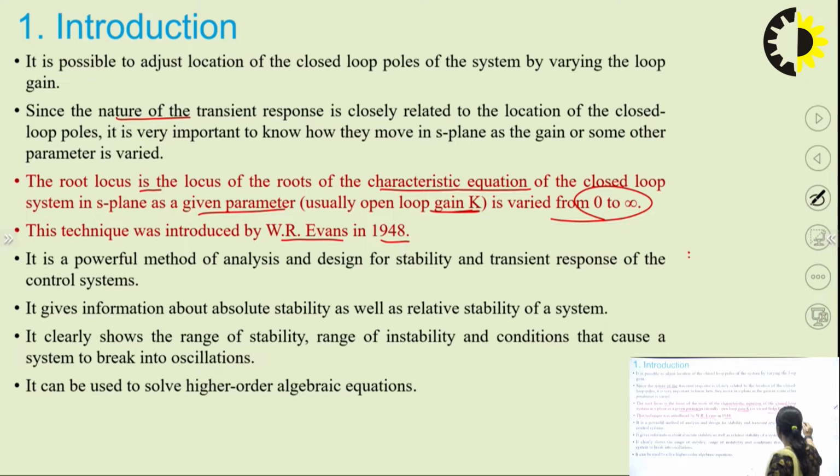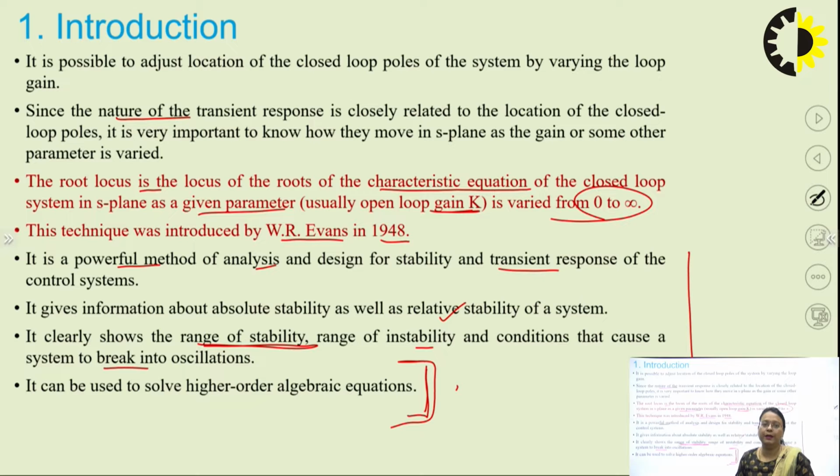And these are the advantages of the root locus method. It is a powerful method for the analysis and the design for the stability of any system, and for determining the transient response of any control system. It basically gives us information about the absolute stability as well as the relative stability of any system. It also determines the range of stability and the range of instability, and the conditions which will cause the system to break into oscillations.